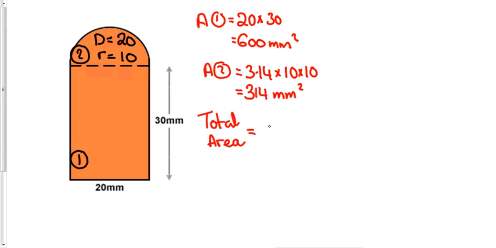So my total area is going to be the sum of these two. It's going to be 600 plus 314, which will give us 914 millimetres squared.